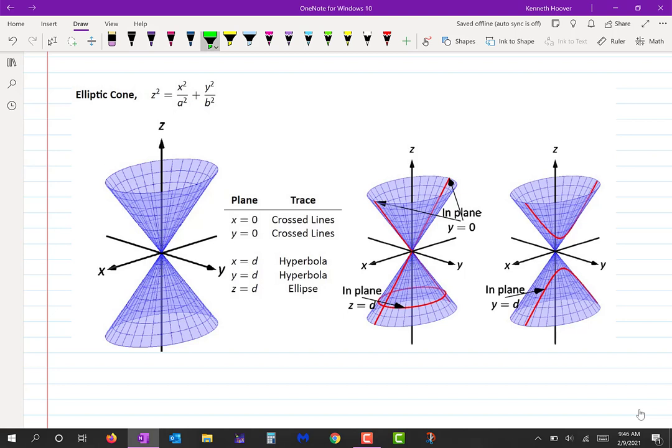All right, if you plug in x equals 0, what are we going to get? We'll get z squared equals 0 plus y squared over b squared, which means z equals plus or minus y over b. Well, those are two straight lines, aren't they? That both go through the origin. One has a slope of 1 over b, and the other one has a slope of negative 1 over b.